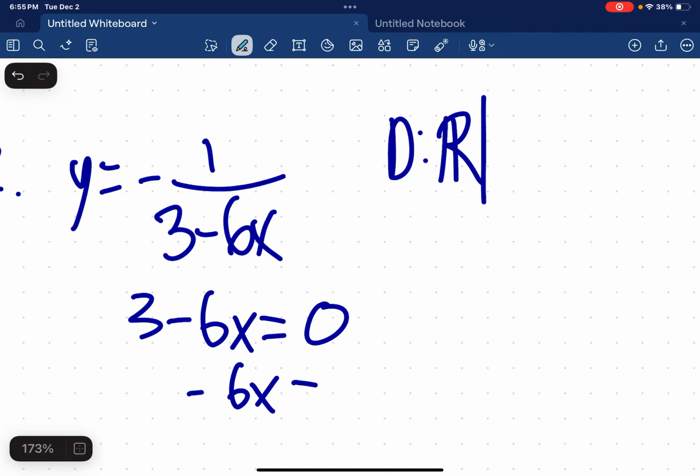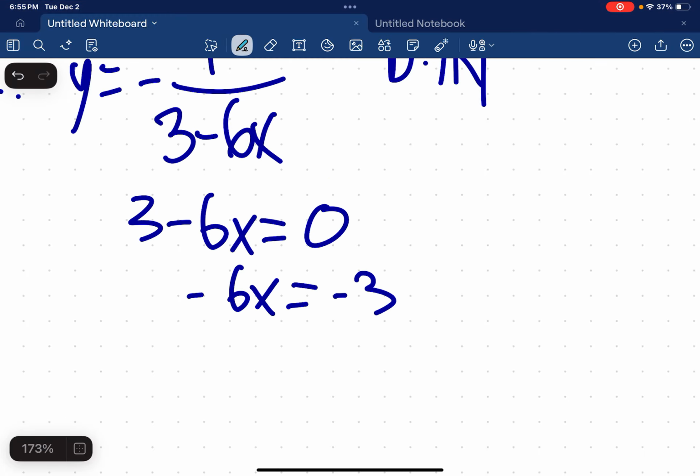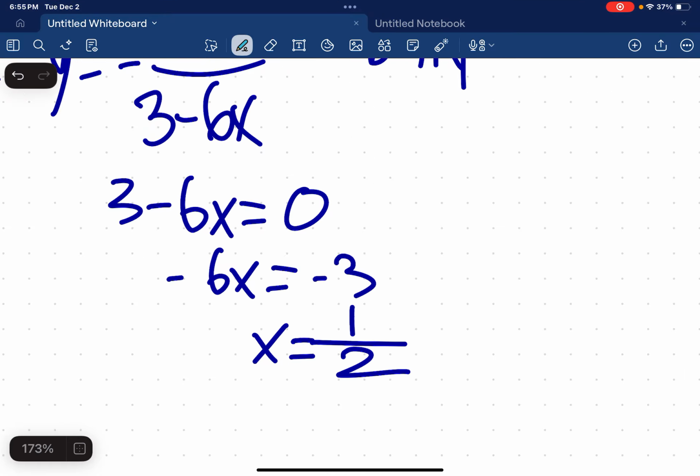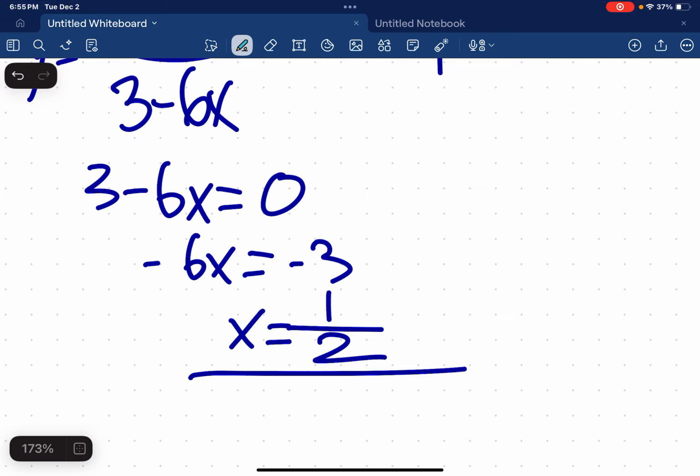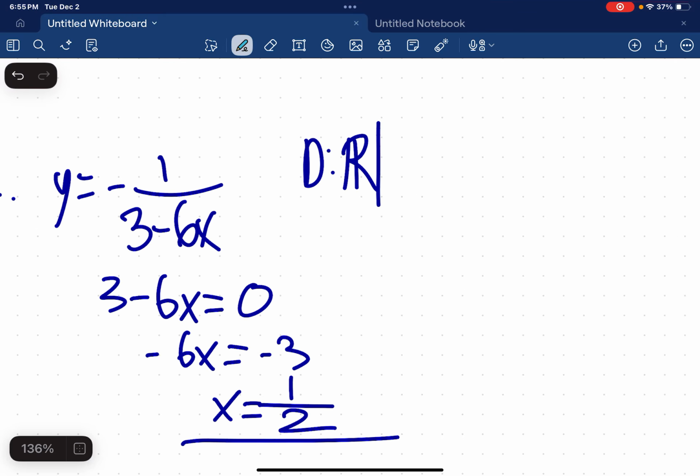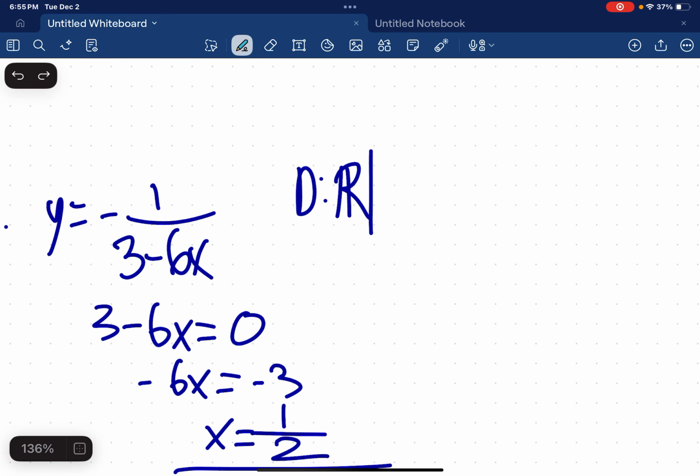Negative 6x is equal to negative 3. x is equal to, hold up, 1/2, which means that this is actually our equation for one of our asymptotes. We'll just go ahead and write it up here. But that means x cannot equal 1/2 in our domain.